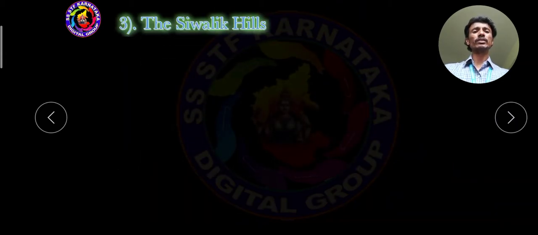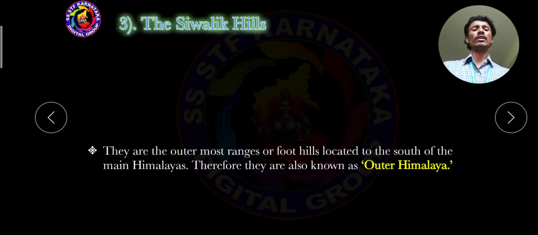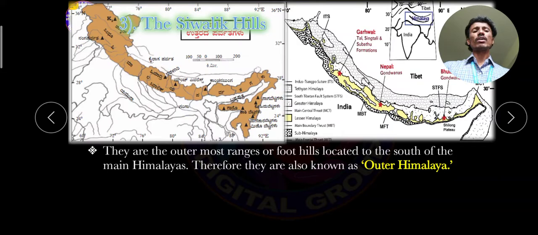So dear students, after the Lesser Himalayas, the third one is the Shivalik hills. They are the outermost ranges, meaning outside of the Himalayas.